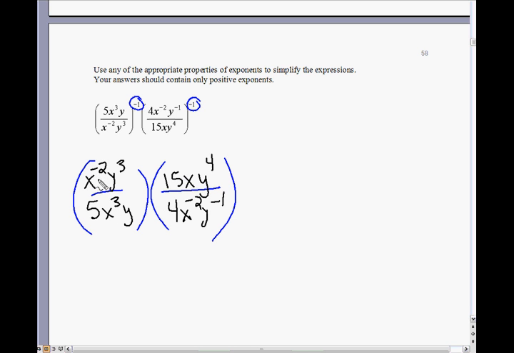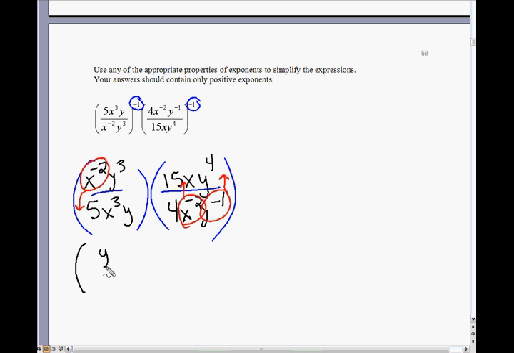Inside here we still have a negative exponent, so we will take this x to the negative 2 power and drop it down into the denominator. Here we have an x to the negative 2. That one will be moved up to the numerator. And we also have a y to the negative 1. That'll also be moved up to the numerator.